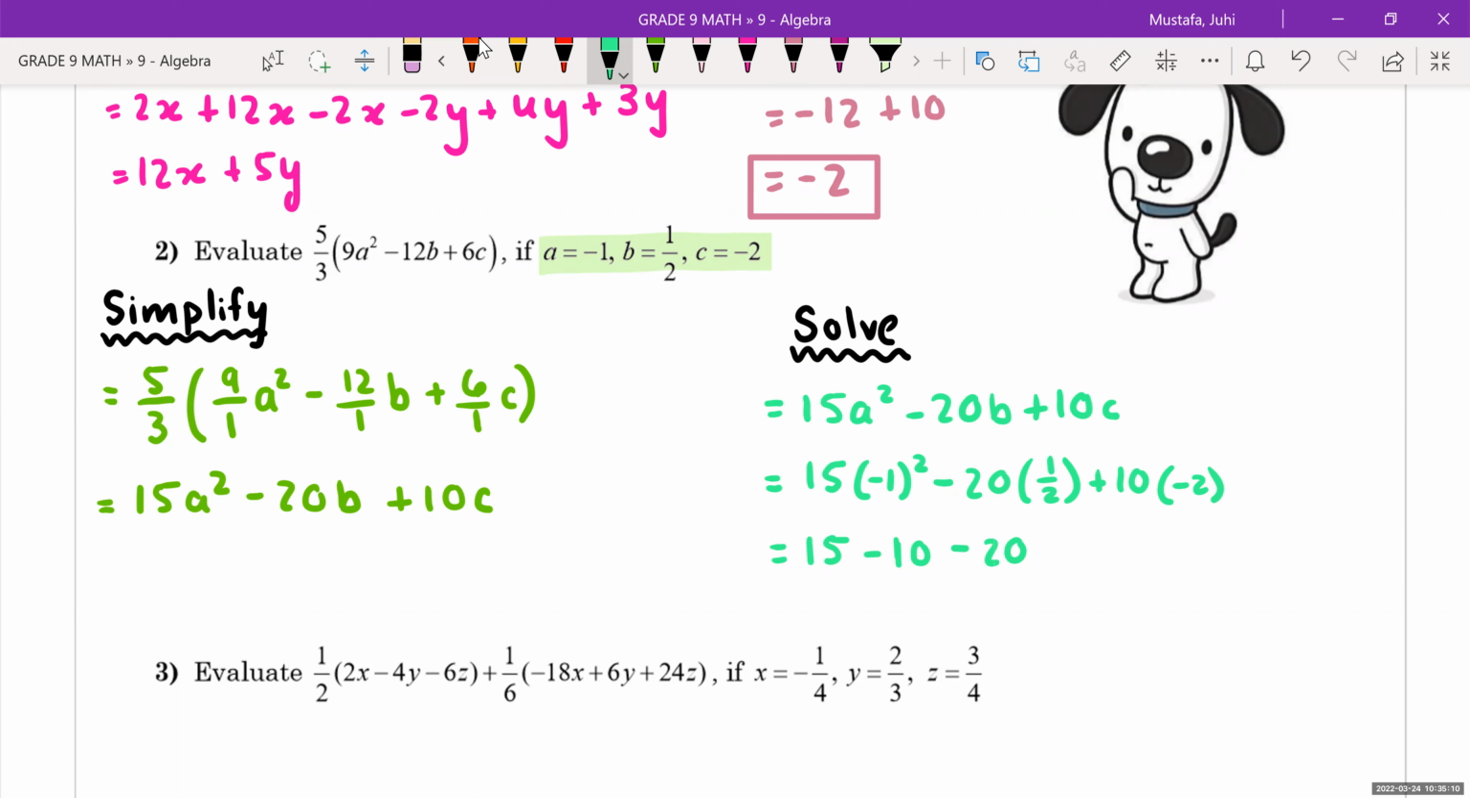For the next part, we could just do a little bit of mental math. 15 take away 10 is 5. 5 subtract 20 is negative 15 as our final answer.